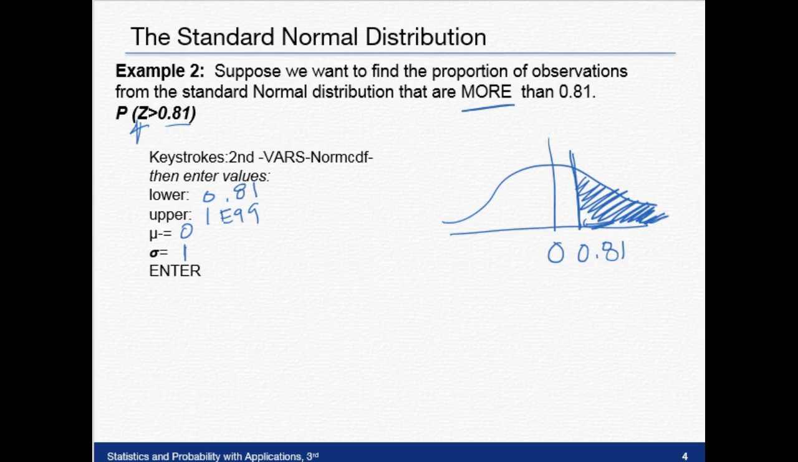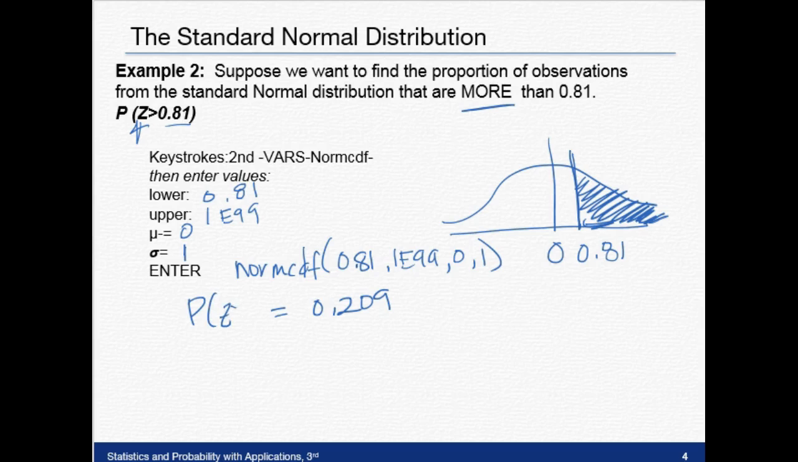So I would write my answer. I would say this. I would say norm CDF, which tells me what you put in the calculator: 0.81, 1e to the 99, 0, 1, and I get 0.209. And that's the probability that z is greater than 0.81. All right? So let's move on.